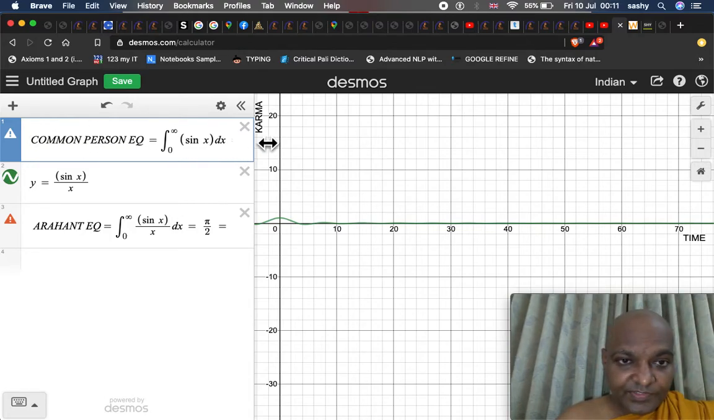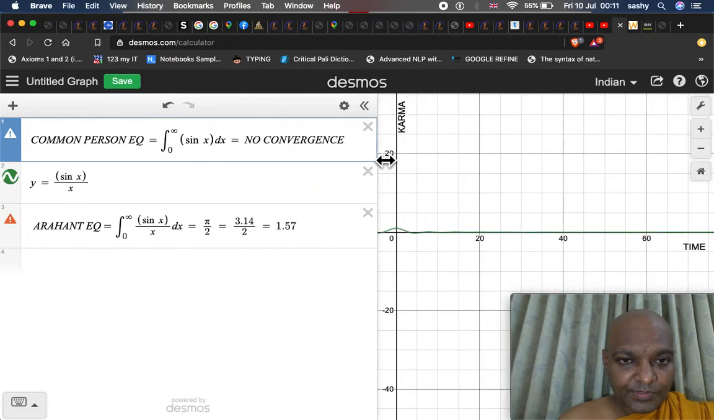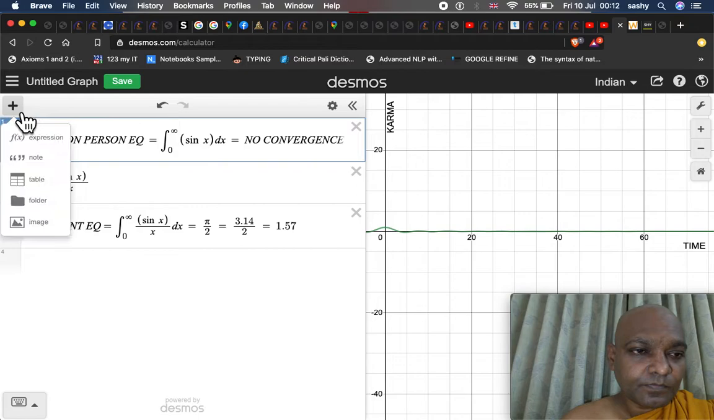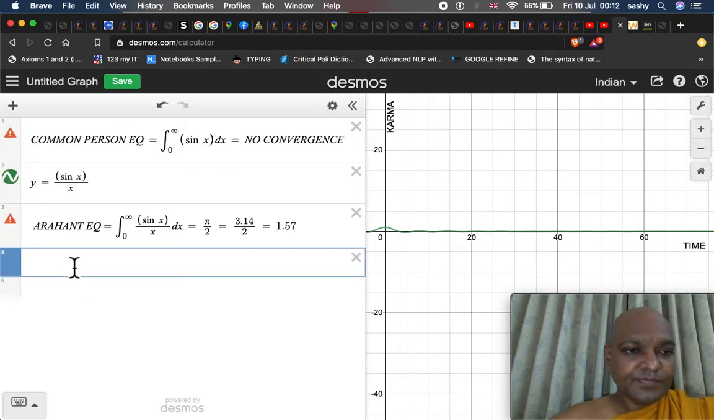So the normal person's equation, let's do more. Here we can see that the common person's equation is the integral from 0 to infinity of sin x dx. It has no convergence, and the value actually oscillates, and then the Arahant equation is the integral from 0 to infinity of sin x by x. Now one more thing. Let's introduce the old equation.